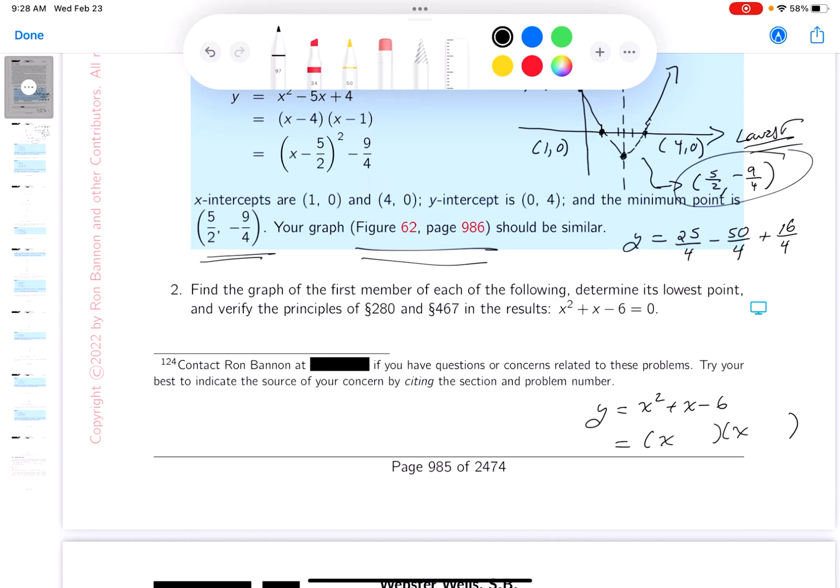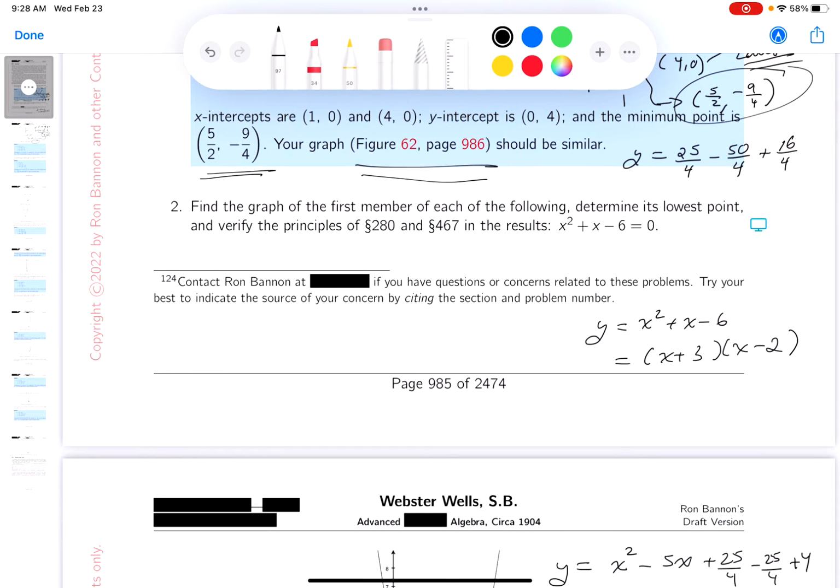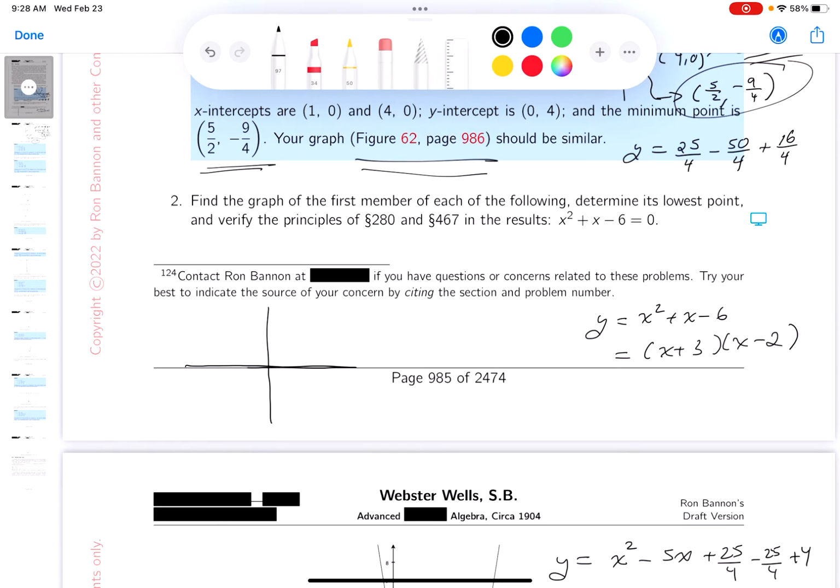So I'm going to say 3 and 2, plus 3, minus 2. And certainly, just getting a rough graph of this, I'll put this over here. Put down minus 3. Let's see, 1, 2, 3. There's a point there. That's an x-intercept. And the other point is 2. 1, 2.